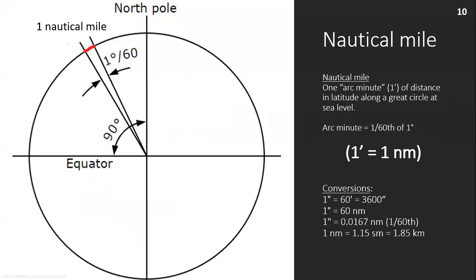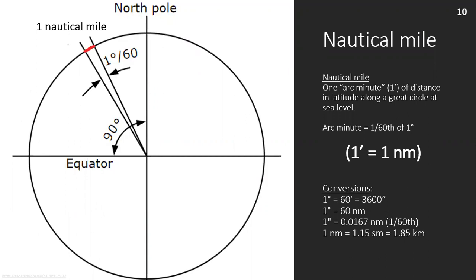The nautical mile. Next, we will discuss the nautical mile, an essential unit of measure in the spherical coordinate system. The nautical mile is defined as 1 arc minute of distance in latitude along a great circle at sea level over the Earth's surface. Thus, 1 arc minute equals 1/60th of 1 degree around a given 360-degree circle. This creates the important 1-to-1 ratio of 1 arc minute equals 1 nautical mile.